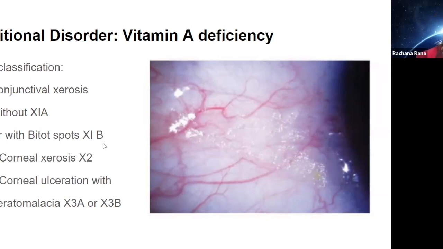So the second stage is corneal xerosis. Third is corneal ulceration with keratomalacia. Less than 1/3 is X3A, and more than 1/3 is X3B.